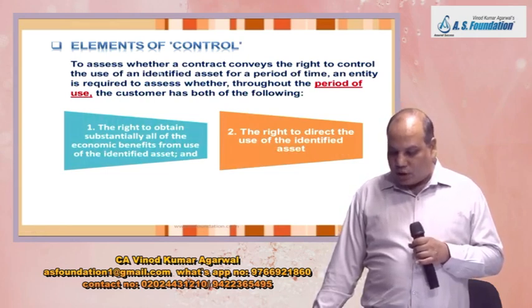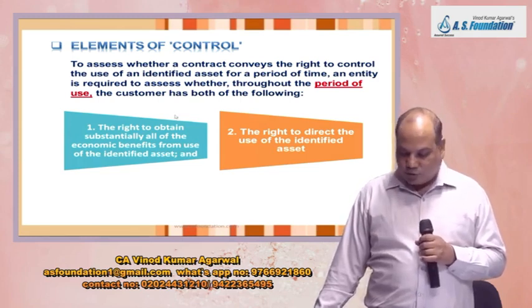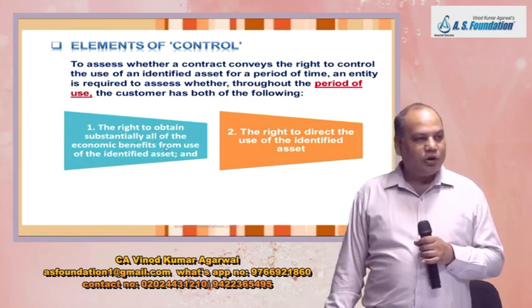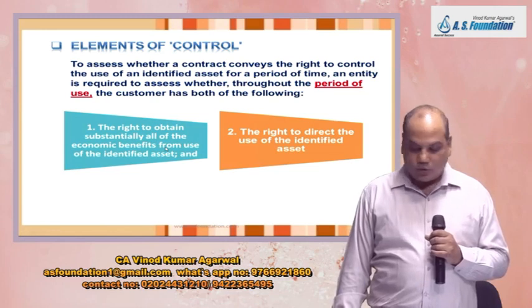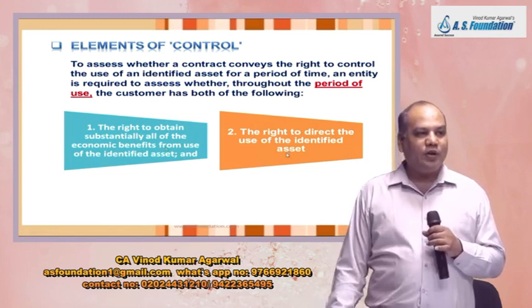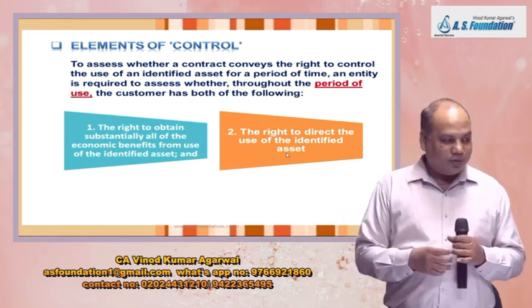Now, when do you have control over an asset? When do you have control over the asset? The right to obtain substantially all the economic benefit. And second, the right to direct the use of the identified asset. So, these two points you repeat again.